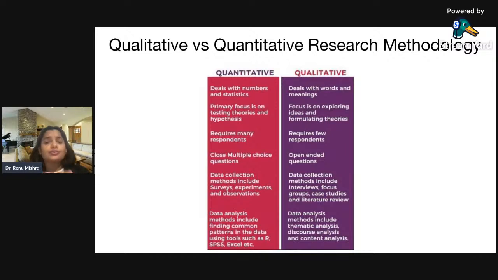Data collection here may also be done through focus groups, case studies, interviews, and there are different kinds of analysis methods as well. In quantitative, we generally employ software like SPSS, Excel. In qualitative, we go for content analysis, thematic analysis, and software like NVivo can be used for qualitative research methodology. The basic point of difference in both these kinds of research starts with the type of the data which you collect.